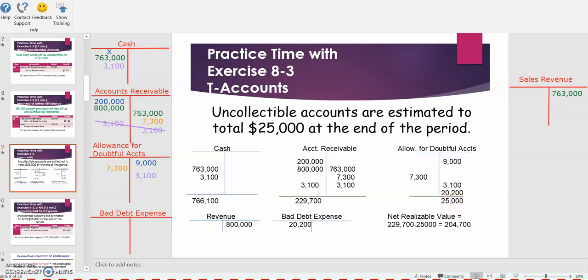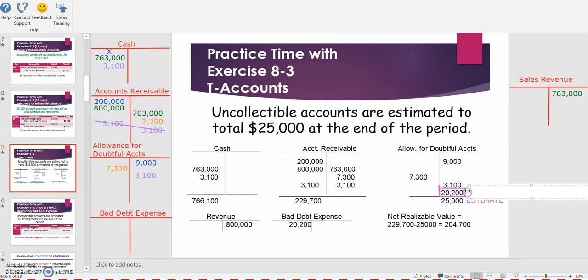This is going to be our estimate based on looking at our entire listing of what customers we think may not be able to pay us, and this company is going to determine this estimate. And companies have different methods of determining their estimate. Okay, so when we look for our allowance for doubtful accounts, we start off with $9,000. Then we had that write-off for $7,300. Then we have the recovery of $3,100. In order to arrive at this $25,000 estimate, we now have to record an adjusting journal entry.